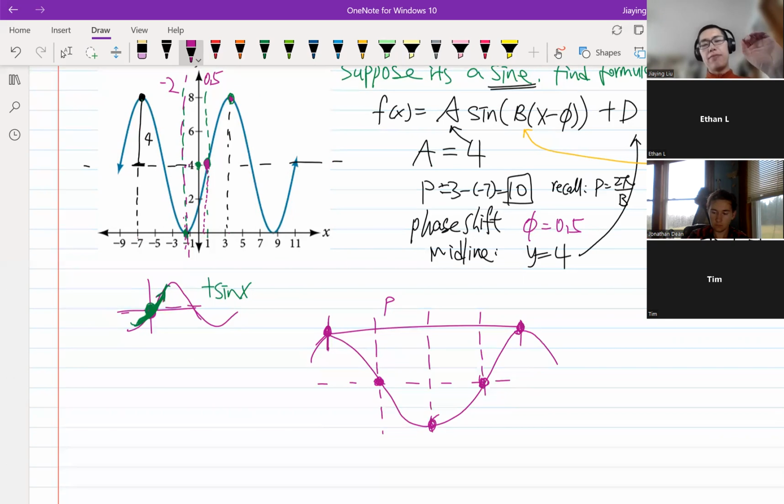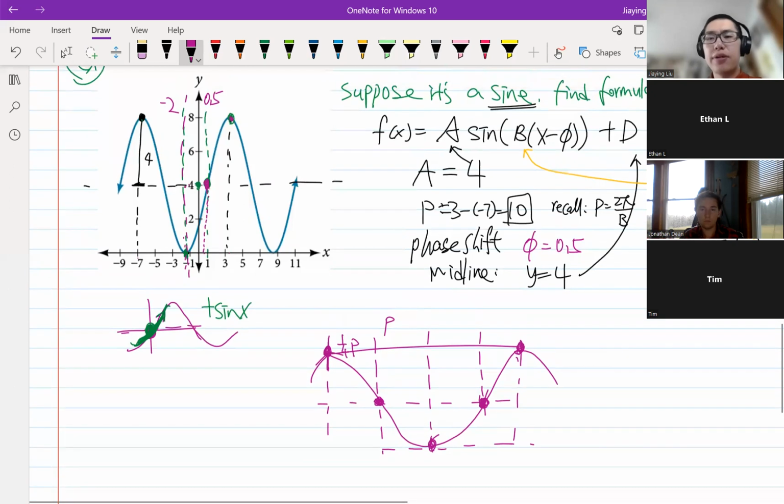So it's always going to be starting at the maximum or midline, doesn't matter, after a quarter of the period. This is a quarter of the period, and it moved to the midline. Then after another quarter of the period, it moved to the minimum here. Then after another quarter of the period, it moves back to the midline. And then another quarter of the period, it moves all the way up to the maximum again. So that's how I end up with a phase shift equal to 0.5.